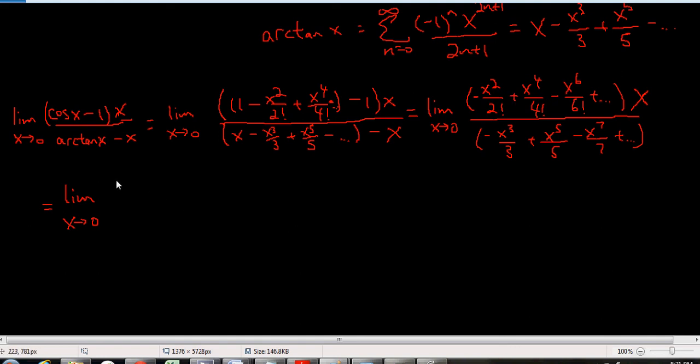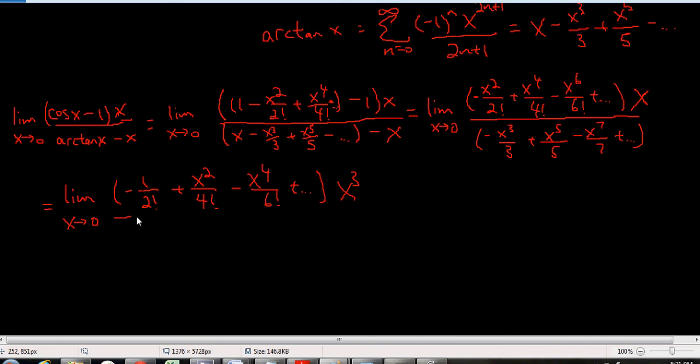Right? So I can take out x squared, and that'll give me negative 1 over 2 factorial plus x squared over 4 factorial minus x to the 4 over 6 factorial, etc. I can't seem to read because this should be 4 factorial. And this would be x cubed now, right? I factor out x squared from up here. So it's x squared times x, so I get x cubed.